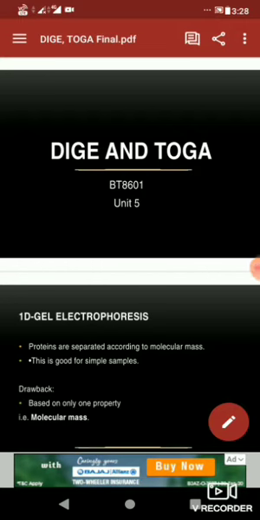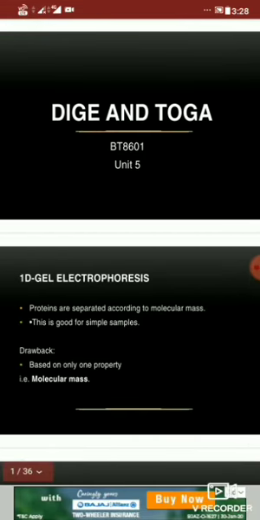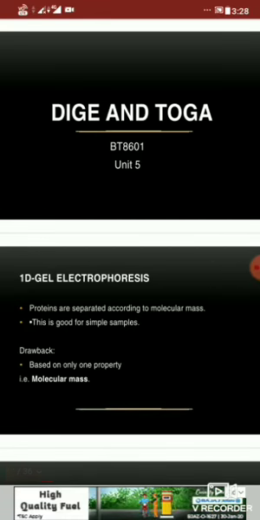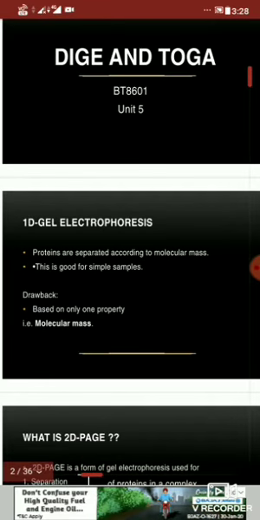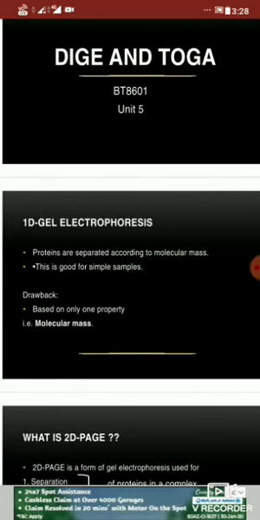Hello everyone. Today's topic is 2D PAGE and Western blot (toga). In this video I will only be explaining the basic principle and the concept of 2D PAGE. We will see the next topic in the next video.